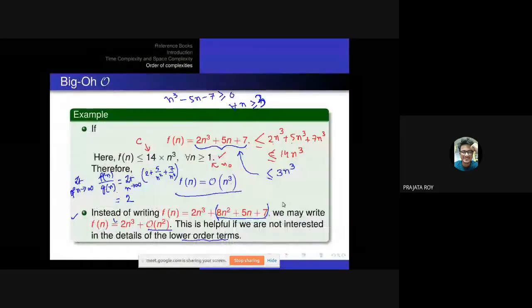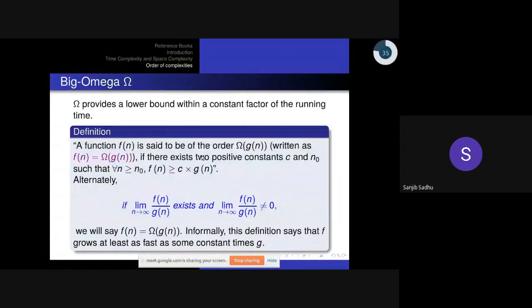Yes, sir. Now, next, big omega. What is the big omega? Big omega provides a lower bound. It gives the lower bound, with a constant factor, of the running time. Now, what is the mathematical definition?